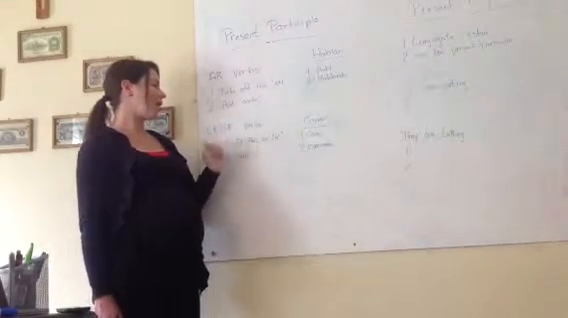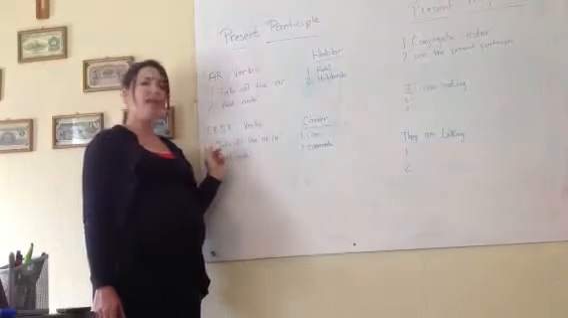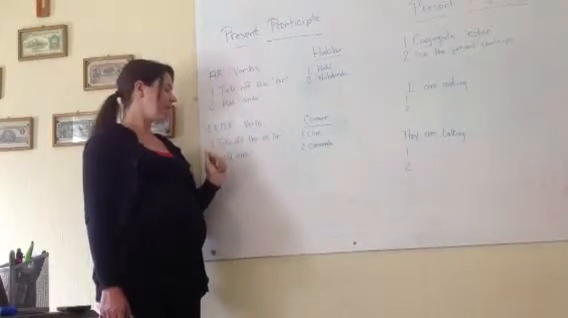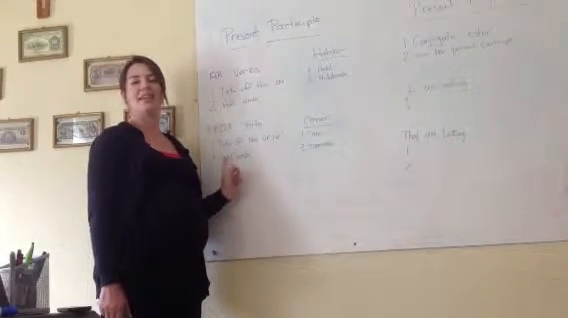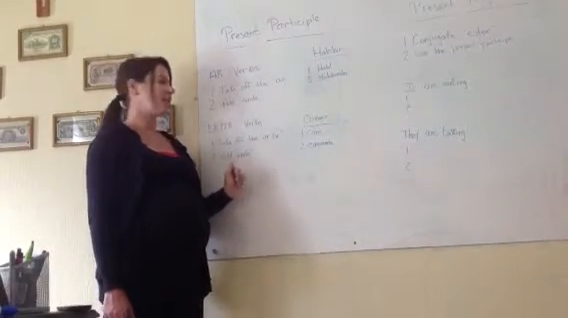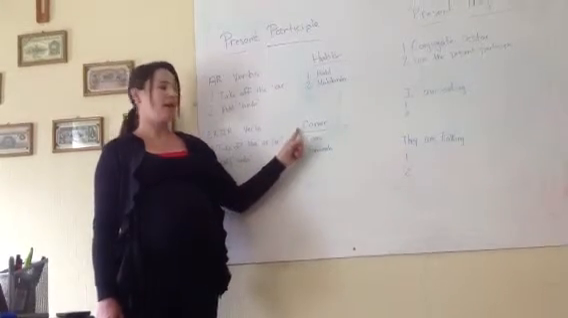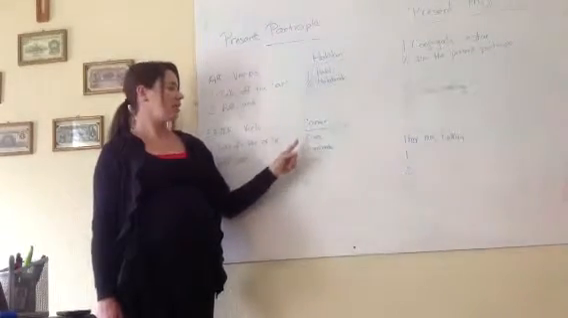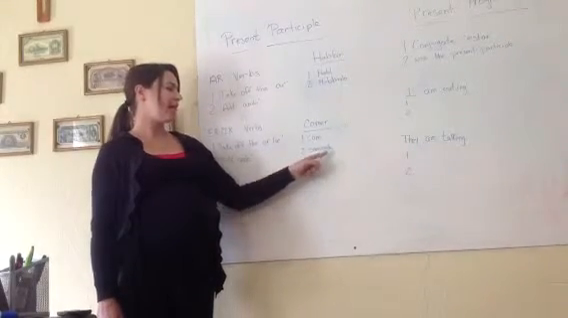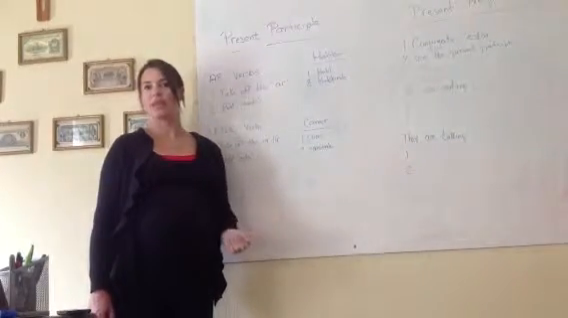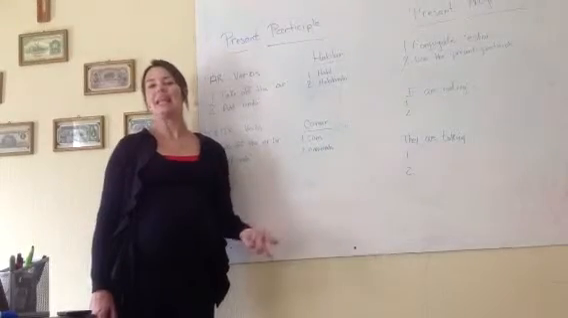For an ER or an IR verb, you take off the ER or IR ending and then you add yendo, I-E-N-D-O, yendo. So in the verb comer, which is to eat, you would first take off the ER to make it com, and then add yendo, comiendo. And now it is eating.